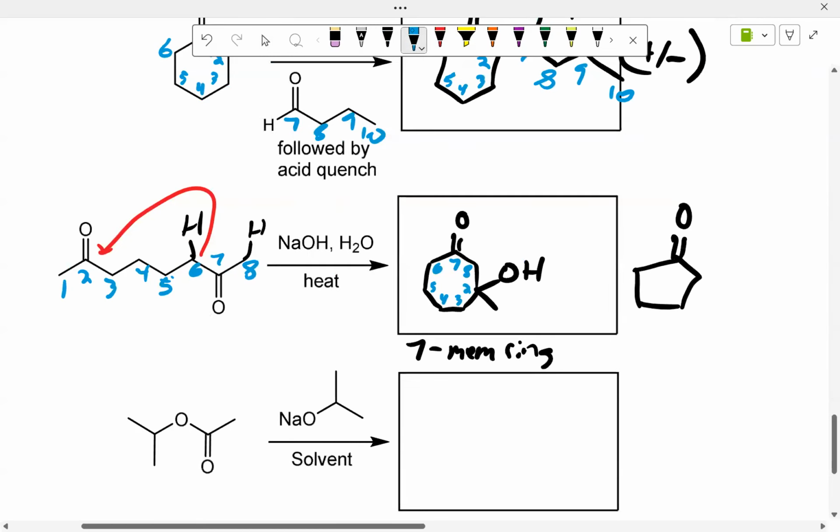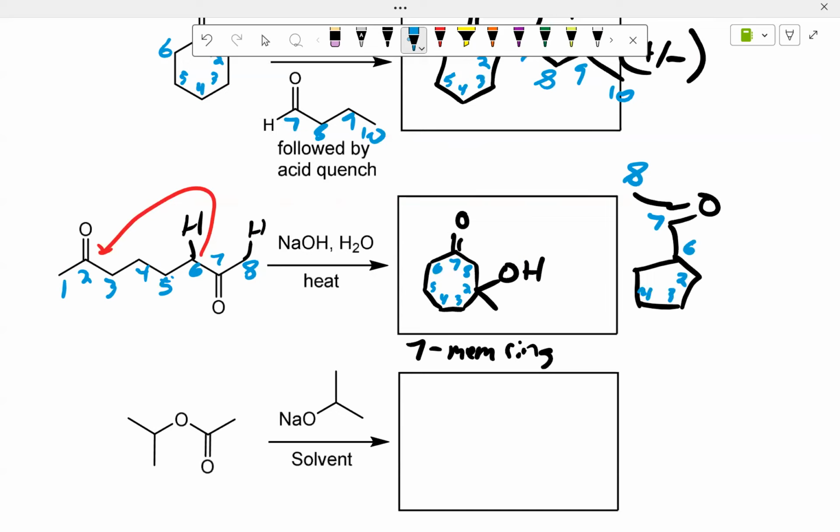So let's draw out all the carbons. This is going to be carbon 7 here, because this is 8. This is 6. 6 attached 2, 3, 4, 5. So carbon 2 is going to get a methyl and then eventually be protonated. So this is a 5-membered ring.